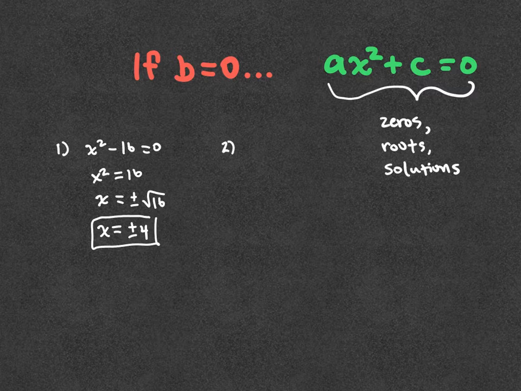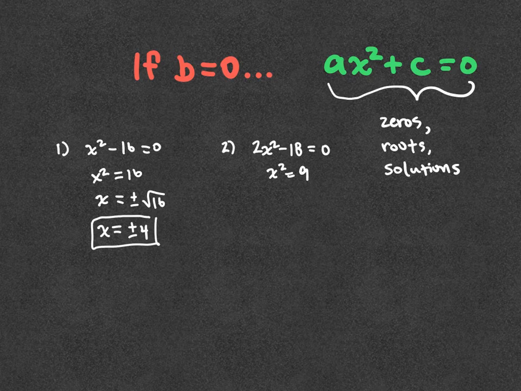Let's look at another example here. Let's take the example 2x squared minus 18 is equal to 0. Okay, in this case, we're going to have to do a three-step equation. Last time we did 2 steps, but I'm going to do 2 steps in one. I'm going to add 18 and then divide by 2. So if I add 18 and divide by 2, I get x squared equals 9. When I take the square root of both sides, I would get plus or minus the square root of 9, which is 3.